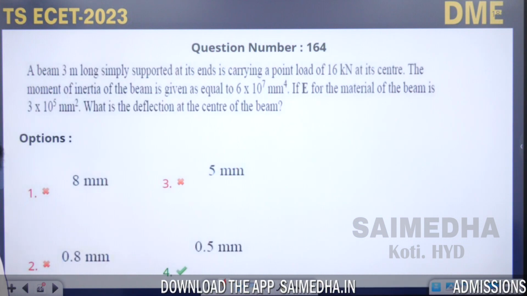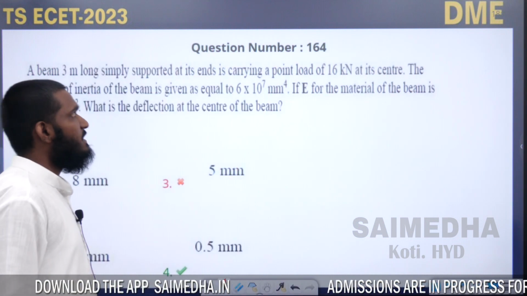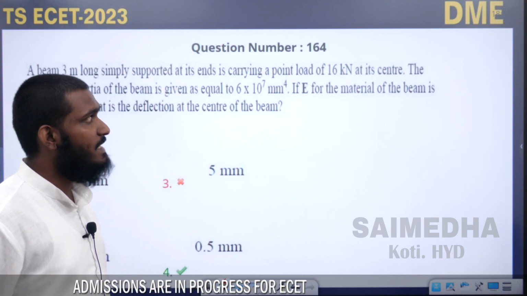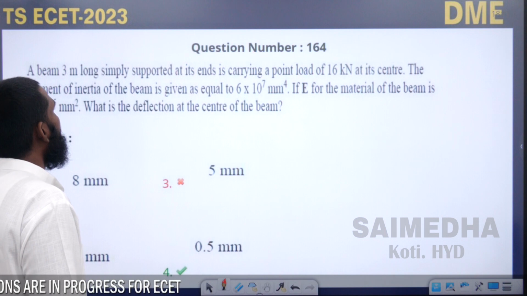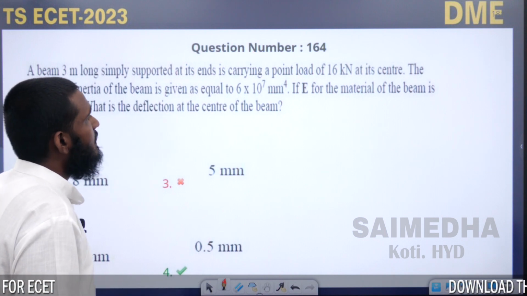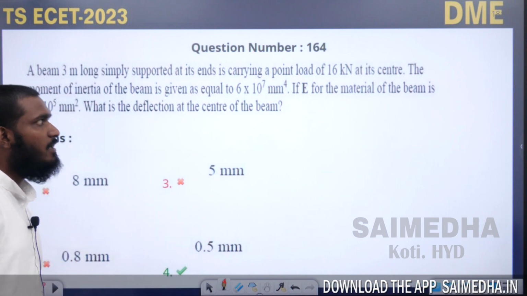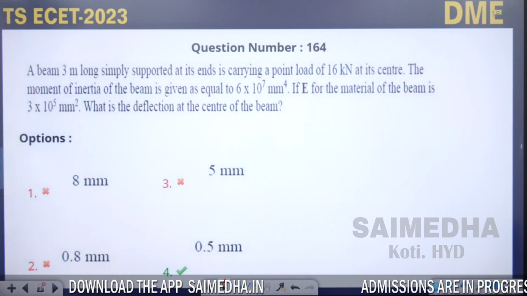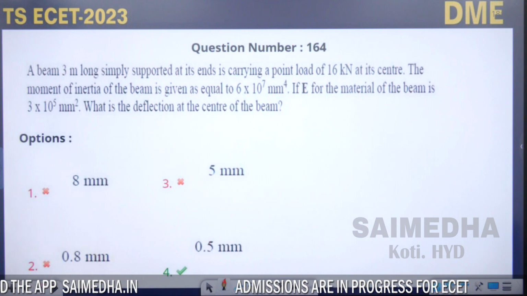Now next part, a beam 3 meter long simply supported at its ends is carrying a point load of 16 kilonewton at its center. The moment of inertia of the beam is 6 into 10 power 7. E value is 3 into 10 power 5. What is the deflection we have?